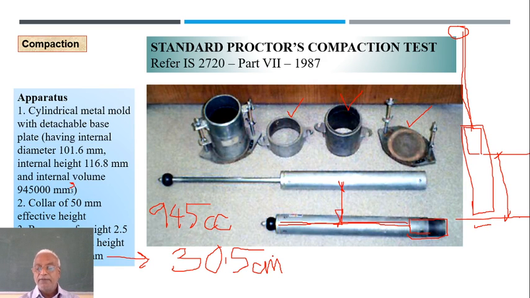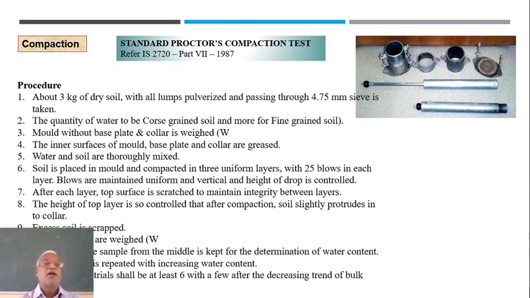Okay. Now we'll see next the procedure of the test. So here we'll read it quickly. About 3 kg of dry soil with all lumps pulverized and passing through a 4.75 mm sieve is taken. The quantity of water to be added: there is a mistake here, more for fine grained soil, so less for coarse grained soil in the beginning.